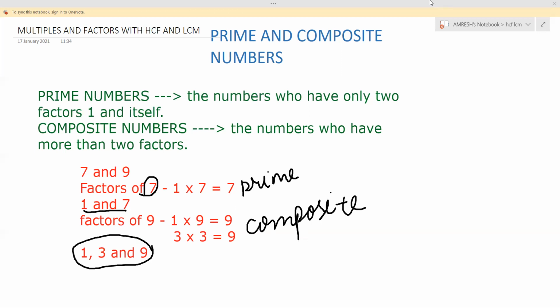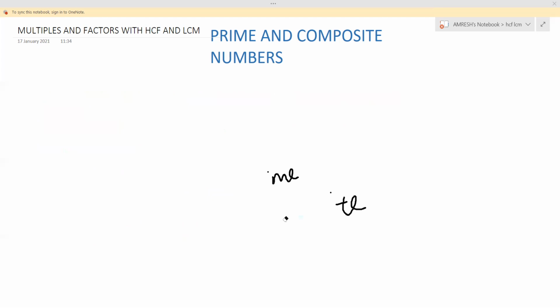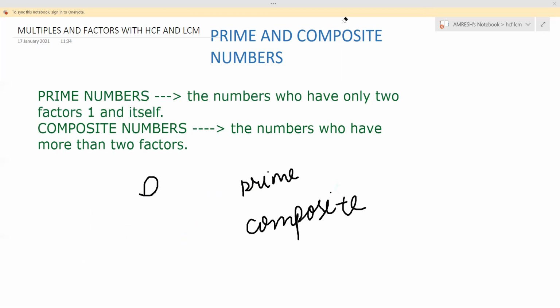Suppose one more example if you want, I can take. Let's take the example of 11 and 16. We will take two examples now.